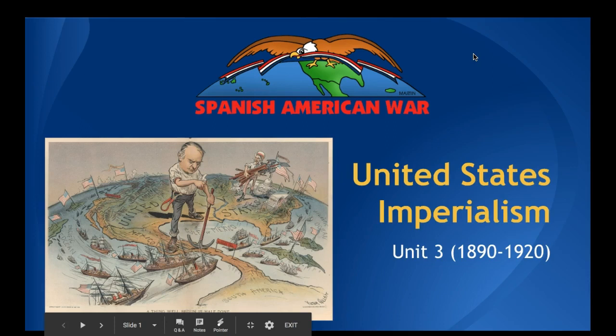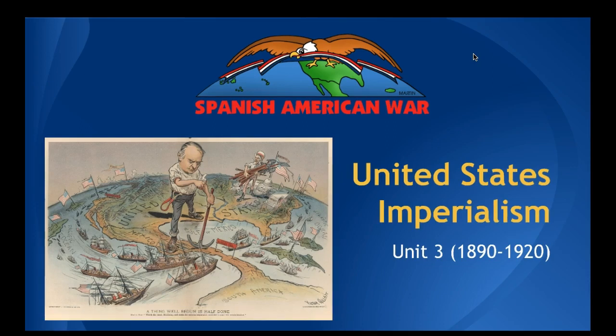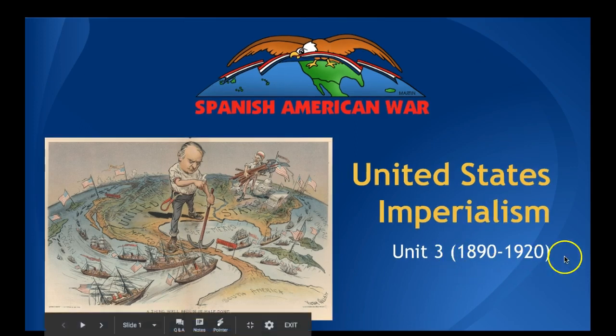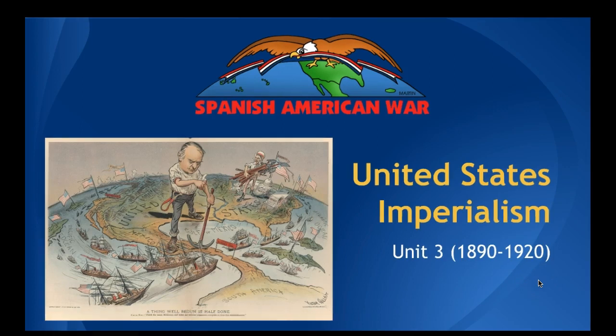So in Unit 3, we'll be talking about United States imperialism. You'll notice that this covers the same exact dates as the last unit, the Progressive Era, and overlaps with the Gilded Age as well. We're going to talk about presidents that you're already familiar with: McKinley, Roosevelt, Taft, and Wilson. But this is what the United States is doing in regards to foreign affairs with other nations.